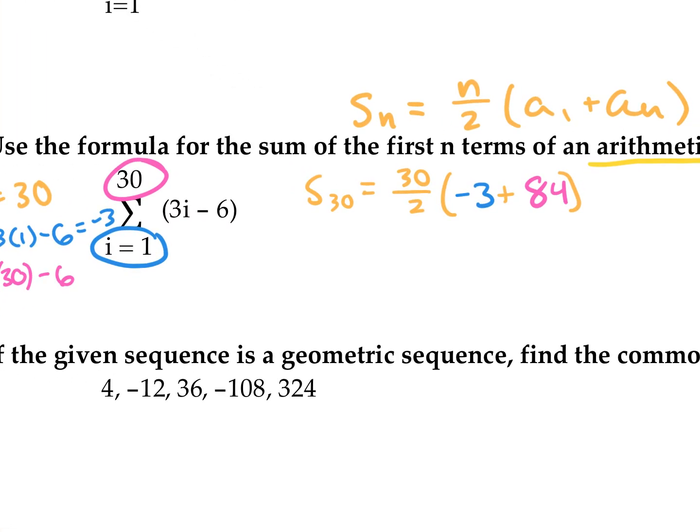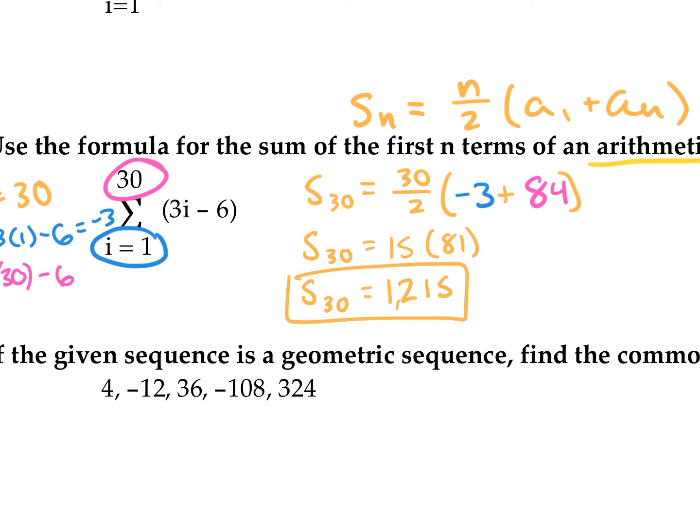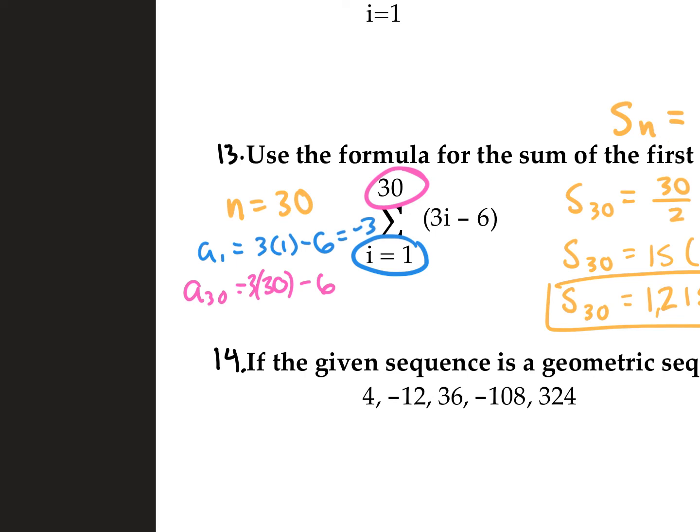So we just have to simplify in here, evaluate. So you have 15 times 81. It's 15 times 81. 1,215. So that would be our sum. But is it always going to be like the top number? Yeah. So to find n, you're using these numbers here. So it'll be 30 minus 1 plus 1. So that would just be 30.